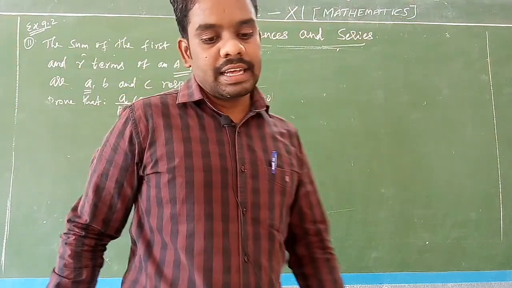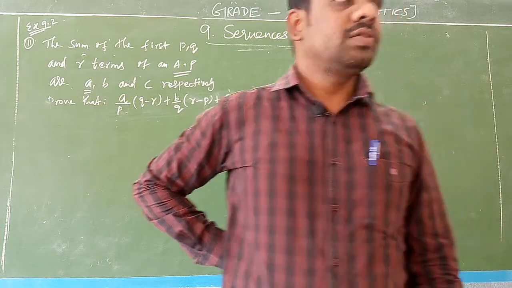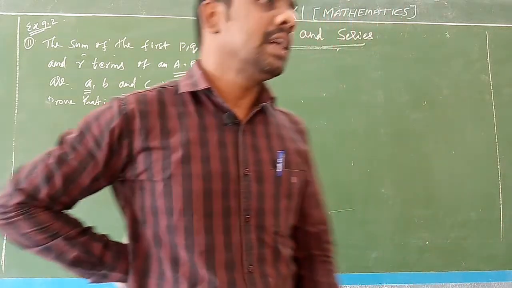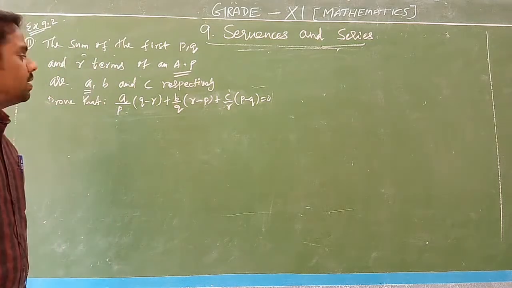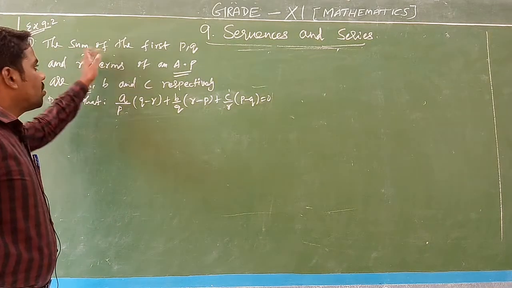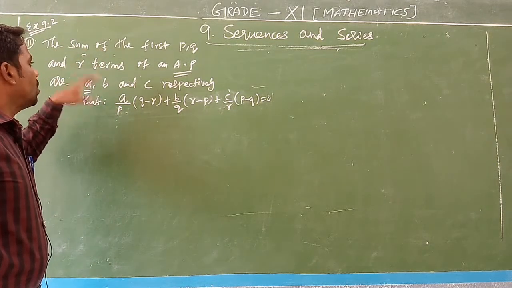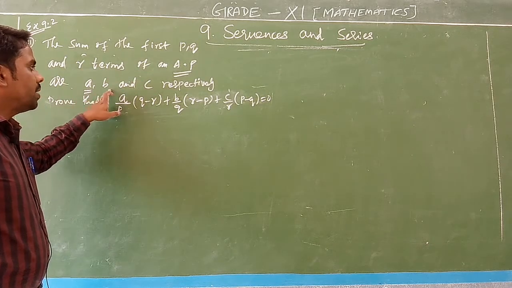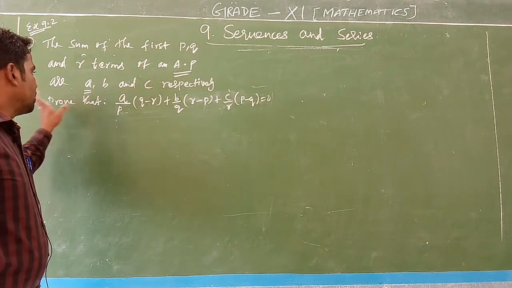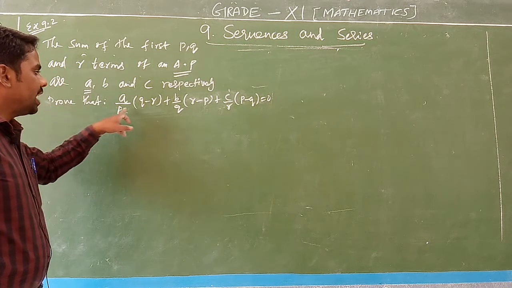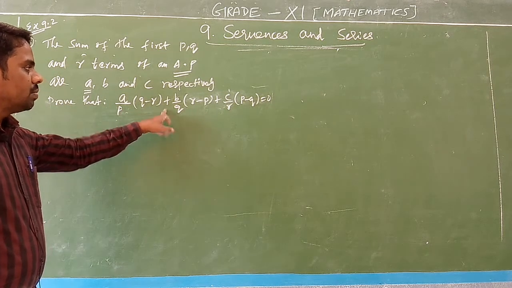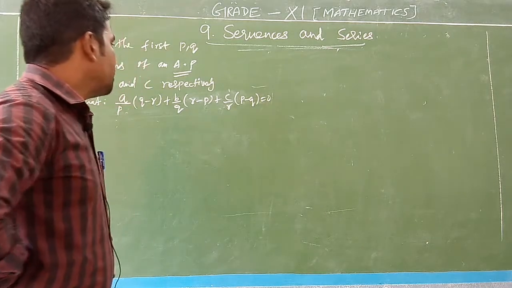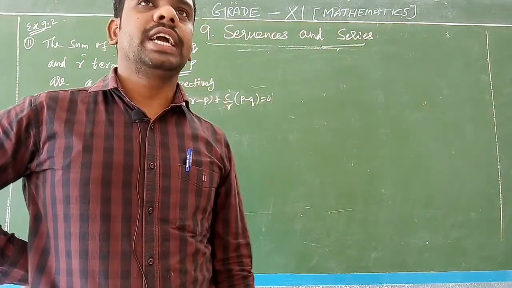Already, in the last class, all the sums of exercise 9.2 were completed except the 11th question. Listen, question number 11: the sums of the first p, q, and r terms of an AP are a, b, and c respectively. We need to prove that a by p of (q minus r) plus b by q of (r minus p) plus c by r of (p minus q) equals 0.